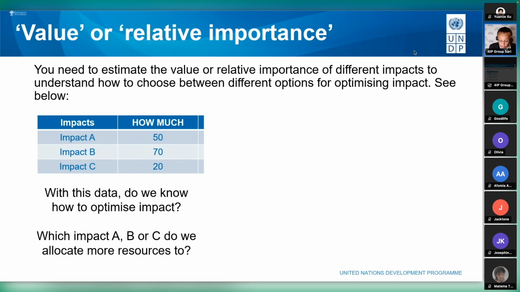Where outcomes are negative, the question is, how important is avoiding the negative outcome compared to getting the positive outcomes? And from the data in the table on the slide, do we know how to optimize? Which of the impacts A, B, or C do we allocate more resources to? So then we allow the participants attending the training to again take a small pause to think about that, and then they will come up with questions, and then we'll discuss the questions in plenary.